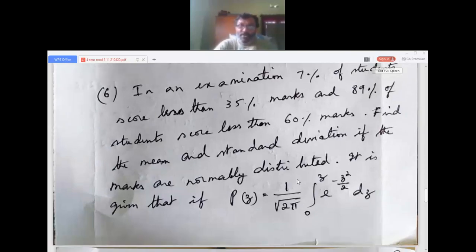Normally distributed means we have to use the normal distribution. It is given that P of Z equals 1 by root 2 pi, integral from 0 to Z of e power minus Z squared by 2 dz. But in normal distribution problems, we will not use this integration. We will use the normal distribution table. We'll always solve normal distribution problems using the normal distribution table.